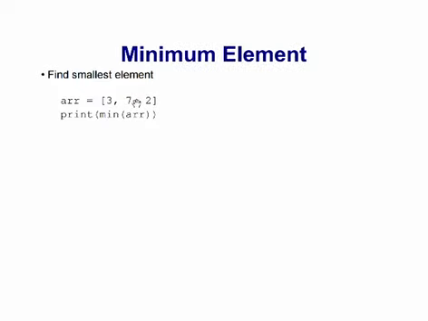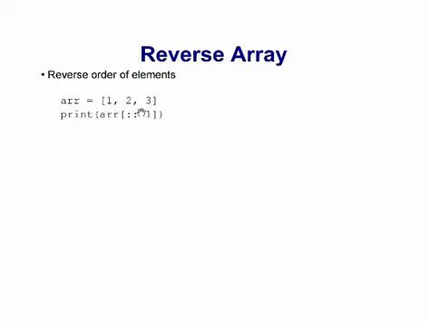And next we are going to minimum element. Similarly, to find the smallest element, we use the min function. Keep it in mind, the maximum function is used to find the largest element in an array, and the minimum function is used to find the smallest element. So if I print minimum array, then what will be the output here? Which element is smaller compared to these? 2 is smaller.